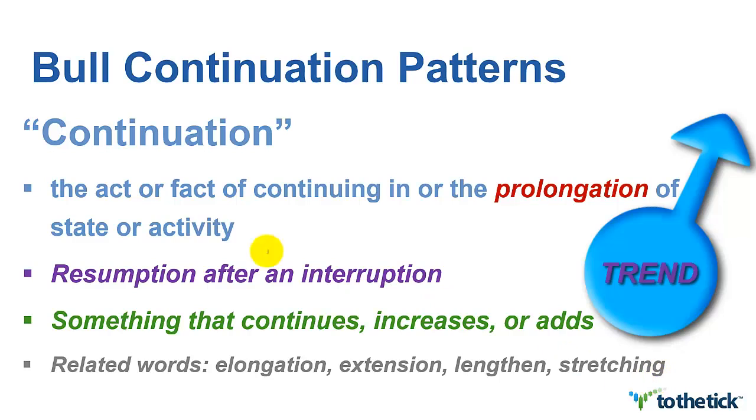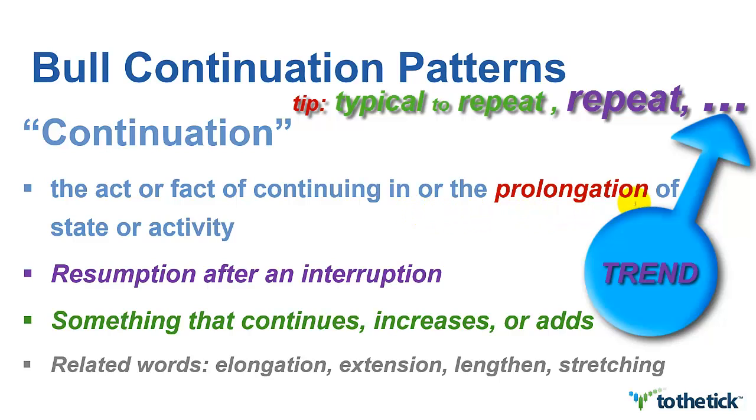Okay, we are looking at the market in trend continuation patterns. We are looking for trend to continue, to increase, to add to itself. We are looking for trend to resume after an interruption. We're allowing an interruption. So the continuation part of a price pattern is what comes after you see something happen in the market. It's the act or fact of continuing or prolonging that activity, stretching and lengthening what's already happened.